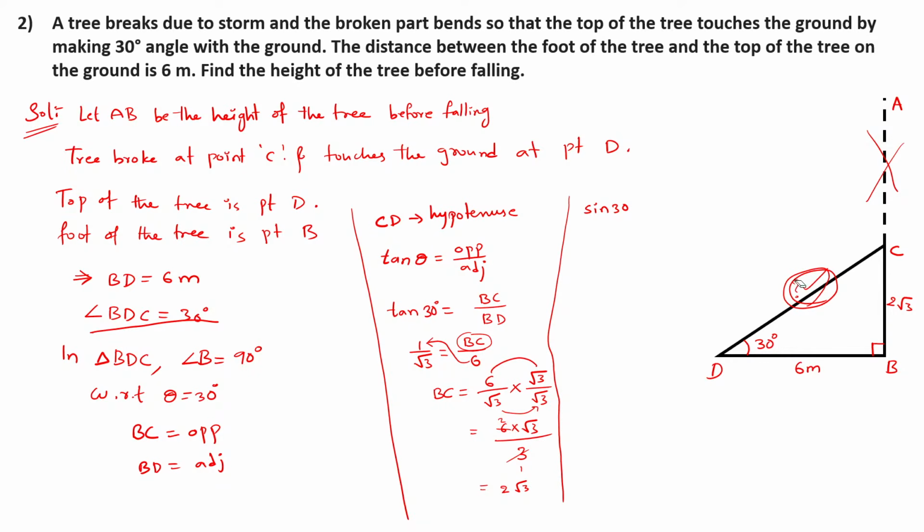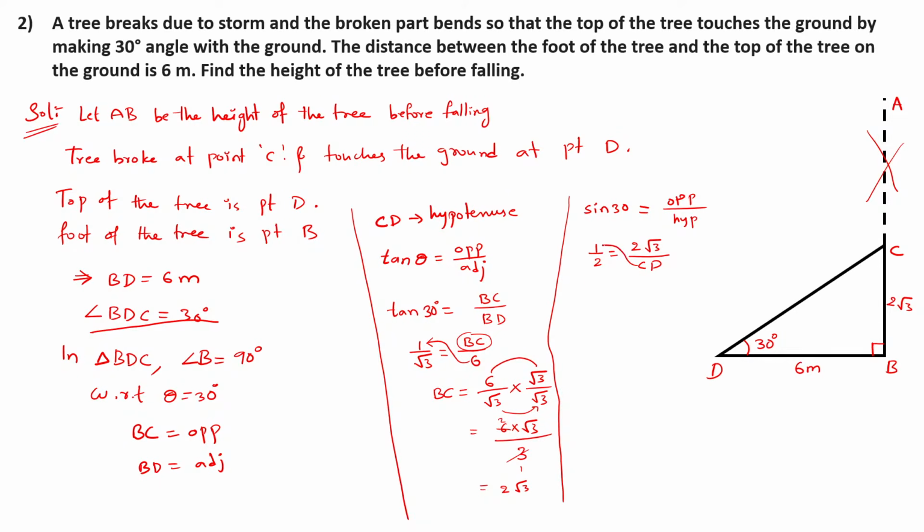Depending upon the requirement and given sides, you can choose sin, cos, tan, depending upon your given conditions. Here I am taking sin 30, which is opposite side BC. Let me write the formula: opposite side by hypotenuse. So sin 30 value is 1 by 2. Opposite side became 2 root 3, and hypotenuse is nothing but CD.